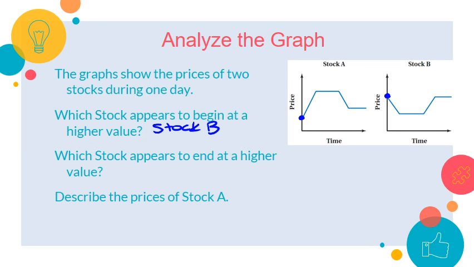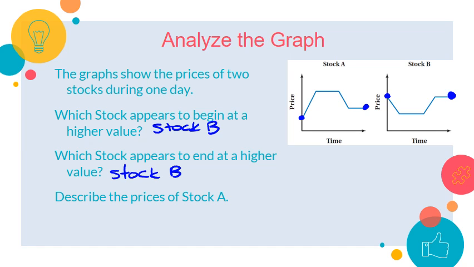Which stock appears to end at a higher value? So let's go to the end of the graph. Stock A is here, and stock B is here. So again, if the scales are the same, this dot is higher on the price. So I would say again, stock B.